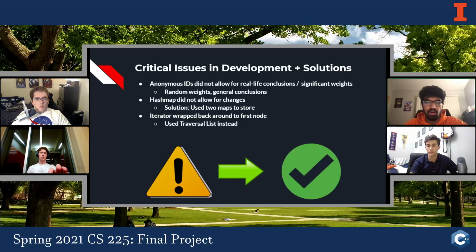One of our issues regarding the code included our hash map, which did not allow for changes, because it returned a const value or required a const value. And our solution was to use two maps to store the various values that we needed to access. Another issue that we had was that our iterator wrapped back around to the first node, and that was a pretty simple fix where we used the traversal list instead to iterate through our vertex IDs. Next slide, please.